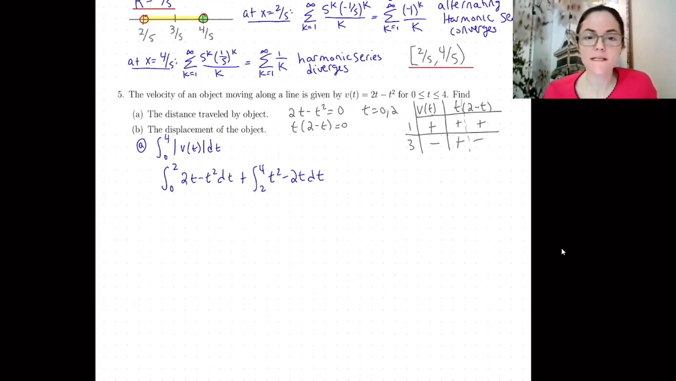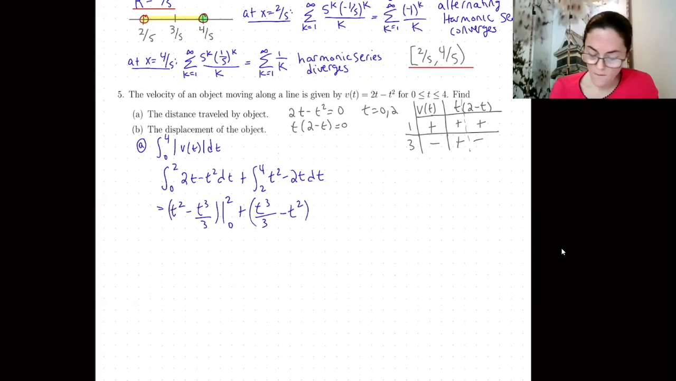Now, both of these have very similar antiderivatives. So we get t squared minus t cubed over 3, evaluated between 0 and 2, and then plus t cubed over 3 minus t squared, evaluated between 2 and 4. Now, don't think that everything here is going to cancel out, because it doesn't. So we get 4 minus 8/3, and then evaluating at 0, we get 0. And then we evaluate at 4. 4 cubed is 64 thirds minus 16. And then we subtract 8/3 minus 4.